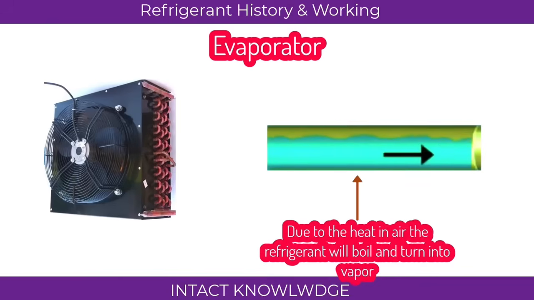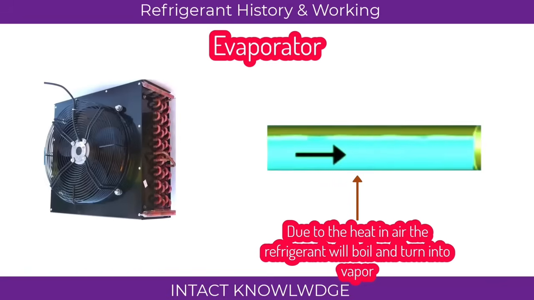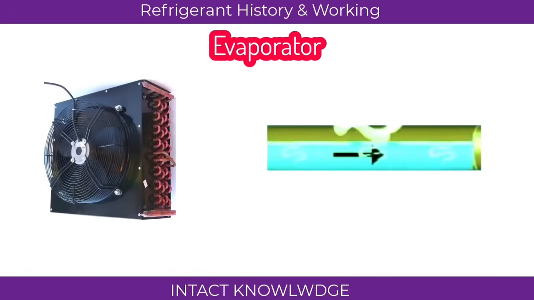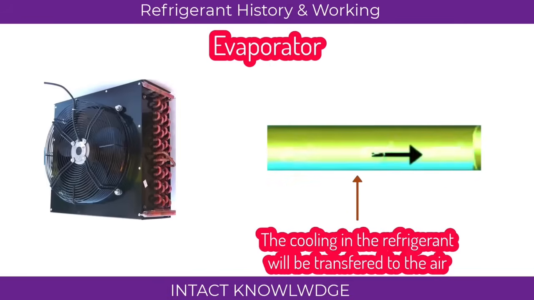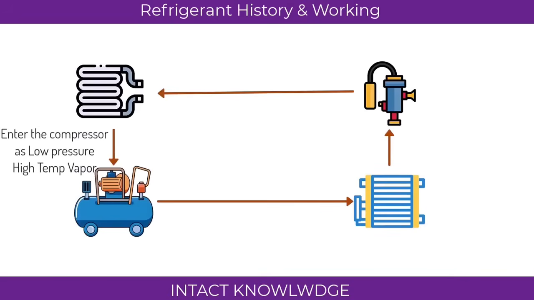Then, due to the heat in this air, the refrigerant inside the coil will boil and turn into vapor. The cooling in the refrigerant will be transferred to the air. Then, this refrigerant goes inside the compressor.